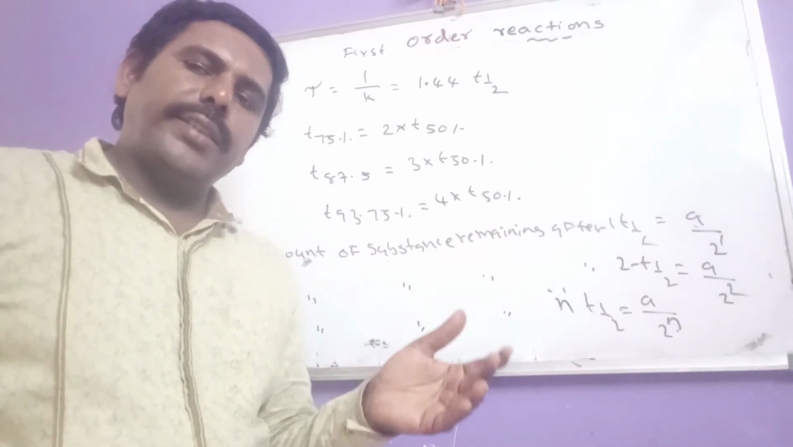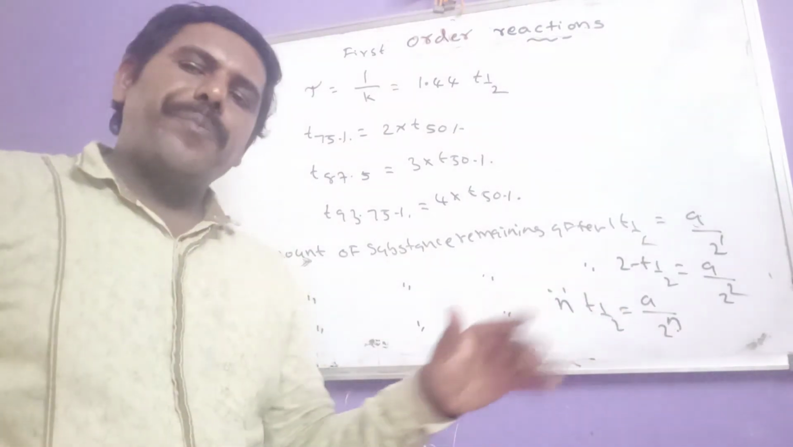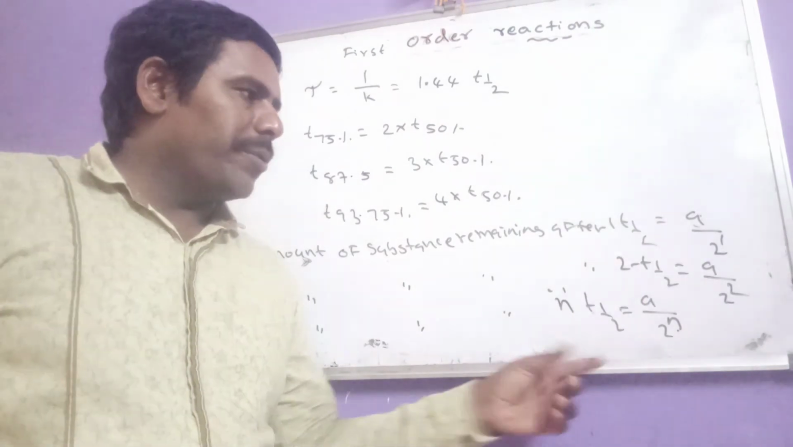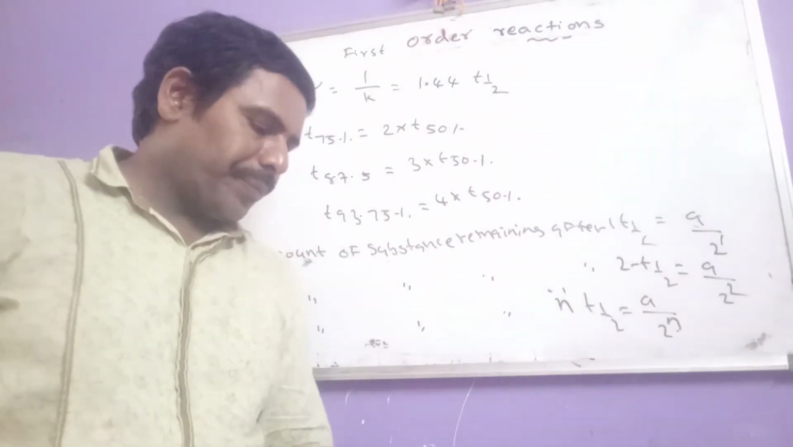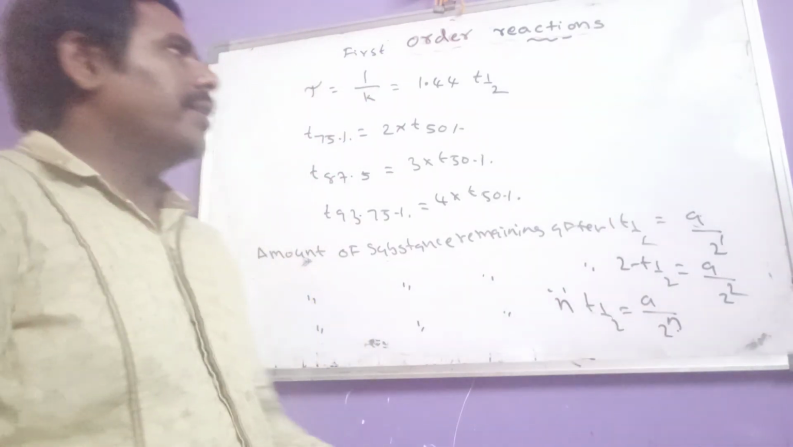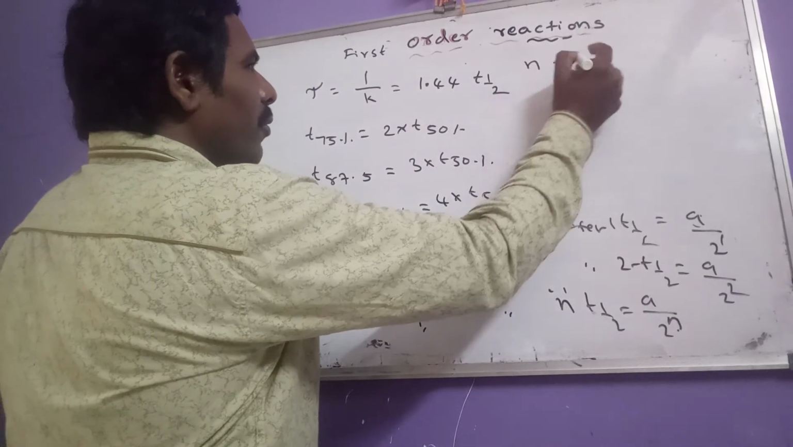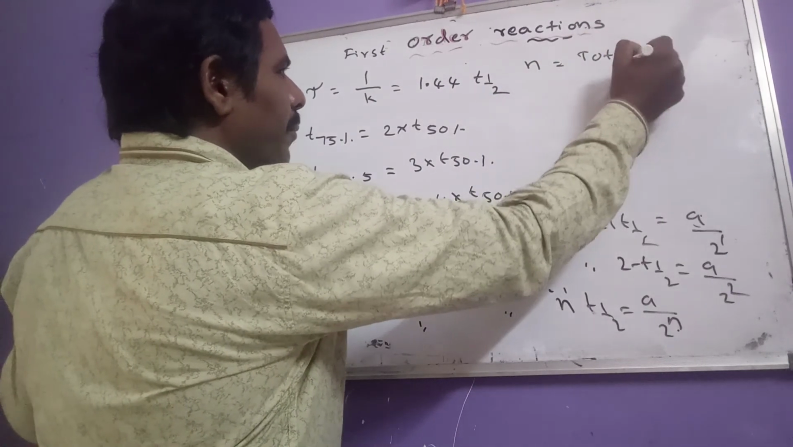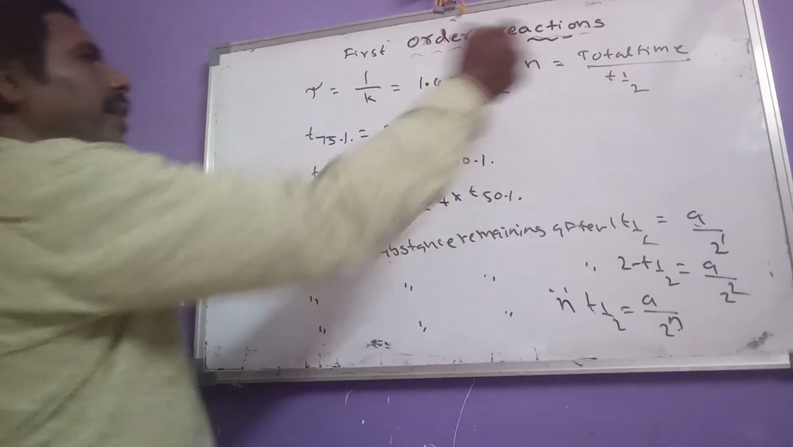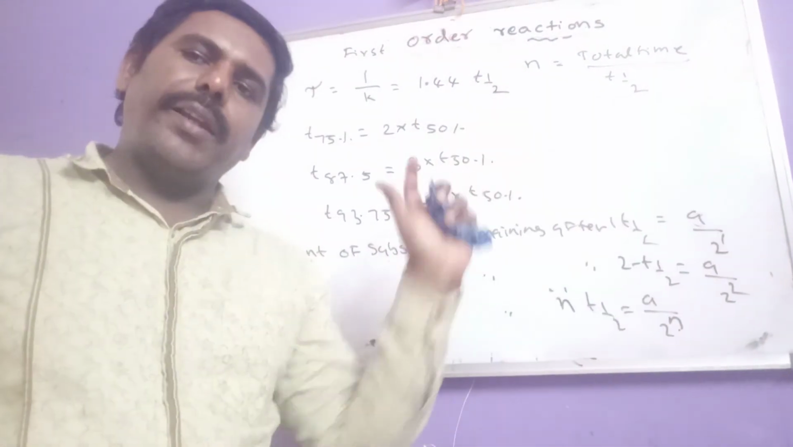That means after 3 half-life periods, A by 2 power 3, and after 4 half-life periods, A by 2 power 4. Here n is the number of half-life periods. How to determine that n value? n equals the total time given divided by the half-life period. By that we get the number of half-life periods.